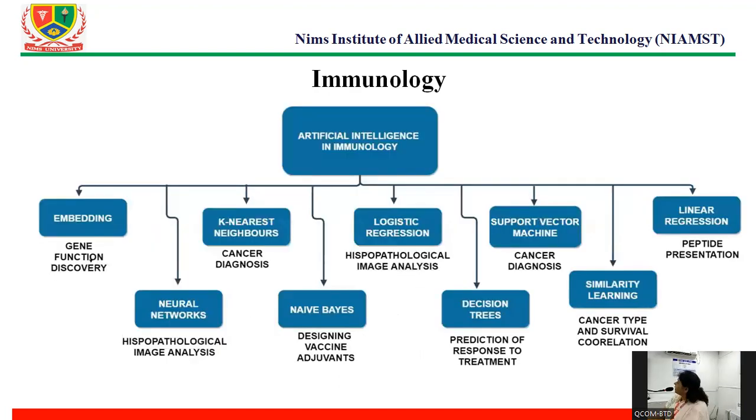Likewise, work is going on with artificial intelligence in immunology, including gene function discovery, nearest neighbors, diagnostic statistics, regression, statistical quantitative immune analysis, support vector machines, cancer diagnostics, cancer type and survival, correlation, predicting response to treatment, designing vaccines, adjuvants, and histopathological immune analysis.